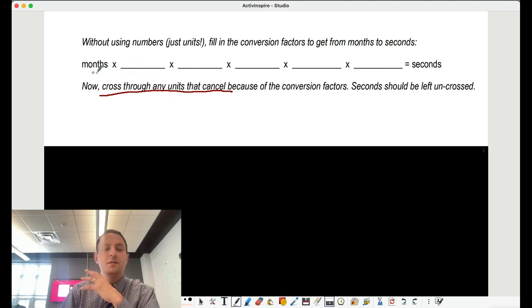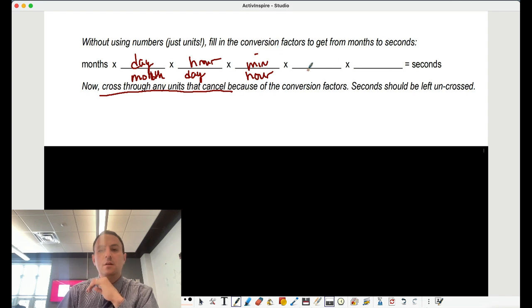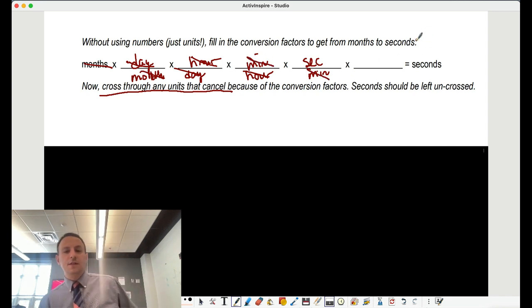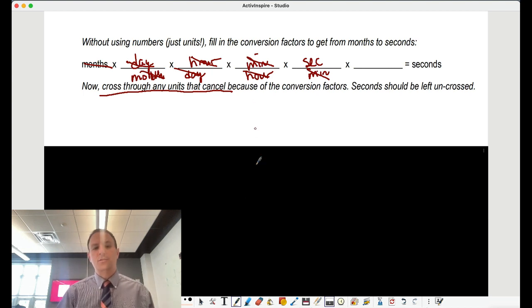We're going to have to go from months. Now, we won't have a direct conversion to seconds, so months are going to have to be down here, going from months to days. Days cancel out, days go to hours. Hours cancel here to minutes. Seconds here over minutes. Each time, we get that cross-out method. And all we're left with is seconds. That's the only thing left uncrossed. That's the key behind dimensional analysis.